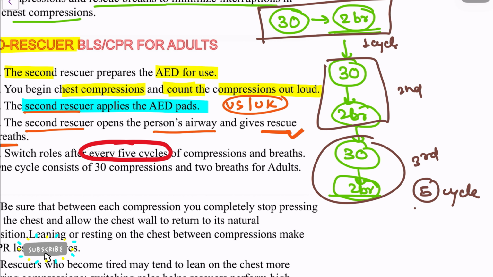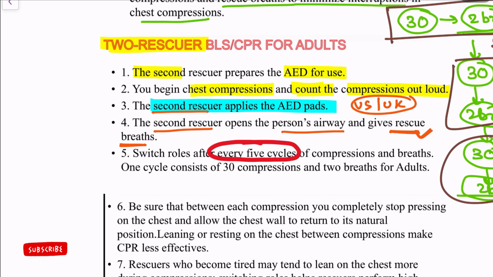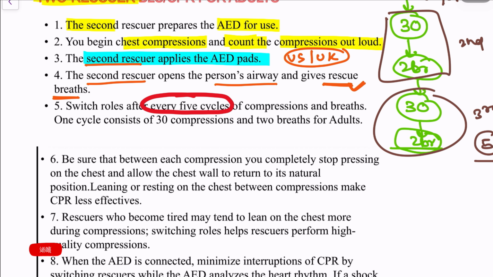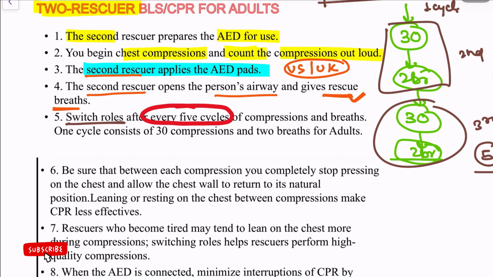After giving 5 cycles of chest compression and breaths alternately, we have to switch roles. The person who was giving the compression will be replaced by the second rescuer. Now the second rescuer will give the compression and the first rescuer will give the breaths. So this is how you should alternate between them.